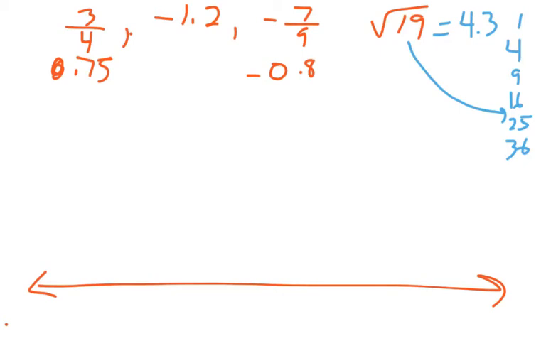Some of you might have said 4.2. Some of you might have said 4.4. Okay, as long as you're within 3/10 of the answer, you're in good shape. So now we just graph these numbers. Okay? So put some integers on your number line.